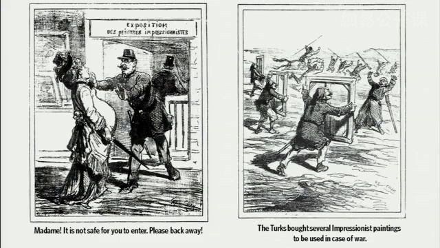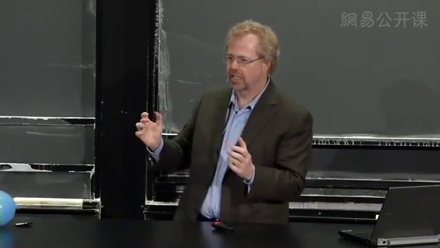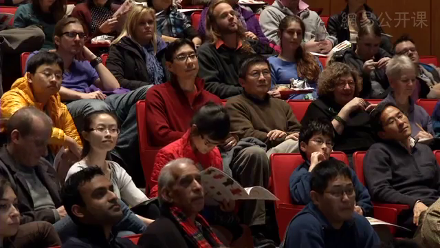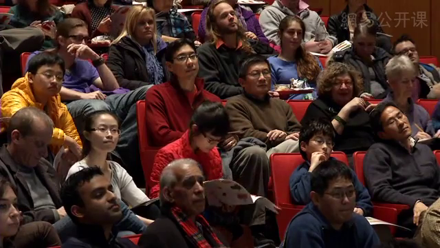The other cartoon shows a Turk. It says, "Turks bought several impressionist canvases to be used in case of war." These impressionist paintings were so ugly, you could chase people off a battlefield by showing them. Now, the funny thing about that is that impressionist art is today maybe the most popular kind of art in the world. If there is an impressionist show somewhere, you'll find the line stretches around the block. People love it, but at the time, it was radically different.